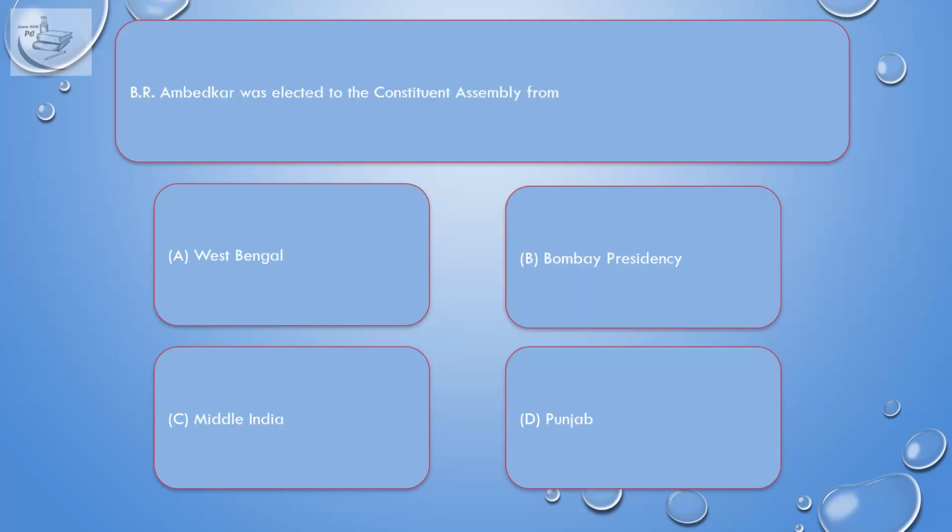Correct answer is B. The 26th of November. Question: B.R. Ambedkar was elected to the Constituent Assembly from A. West Bengal, B. Bombay Presidency, C. Middle India, D. Punjab.